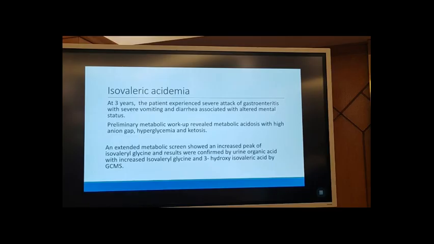We have done for her, of course, an extended metabolic screen and urine organic acid profile. The acyl carnitine profile revealed an increase in isovalerylglycine, and this was confirmed by urine organic acid profile, which indicated an increase in isovalerylglycine and 3-hydroxyisovaleric acid by gas chromatography. So this confirmed isovaleric acidemia. So this patient at 3 years of age has been diagnosed as isovaleric acidemia.